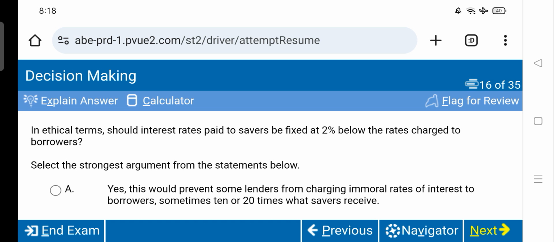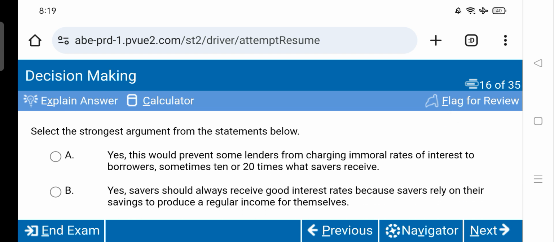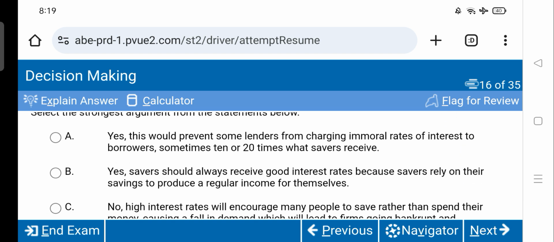In ethical terms, should interest rates paid to savers be fixed at 2%, below the rates charged to borrowers? Select the strongest argument from the statements below. Option A, yes, this would prevent some lenders from charging immoral rates of interest to borrowers, sometimes 10 or 20 times what savers receive.